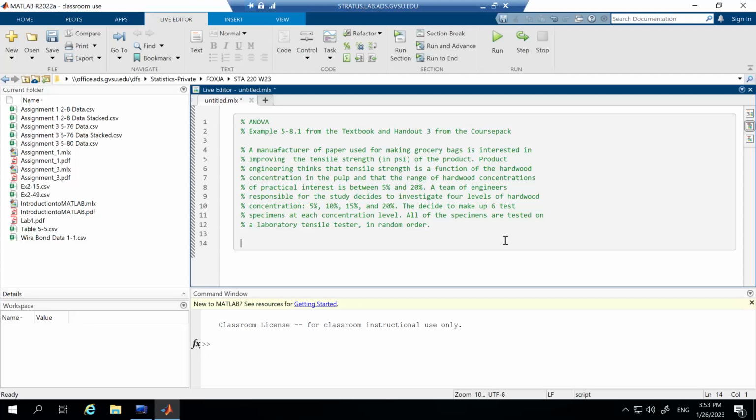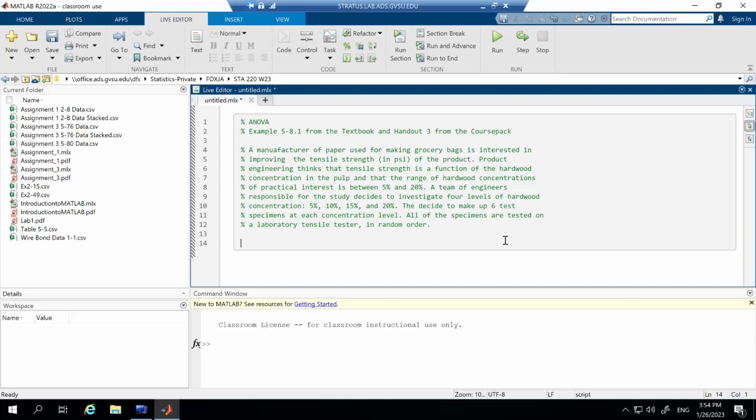The scenario is basically we're a manufacturer of paper that's used for making grocery bags, and we suspect that the hardwood concentration in the pulp is something that influences the tensile strength of the paper bags. And so we want to test and determine if there is a difference in the tensile strength between the different concentrations. And we're going to use 5%, 10%, 15%, and 20%. And then we're taking 6 specimens from each concentration percentage and then putting that in a tensile strength tester to see how strong those things are.